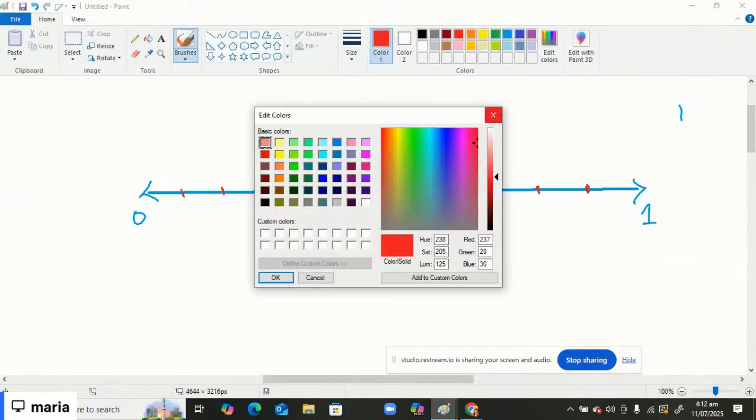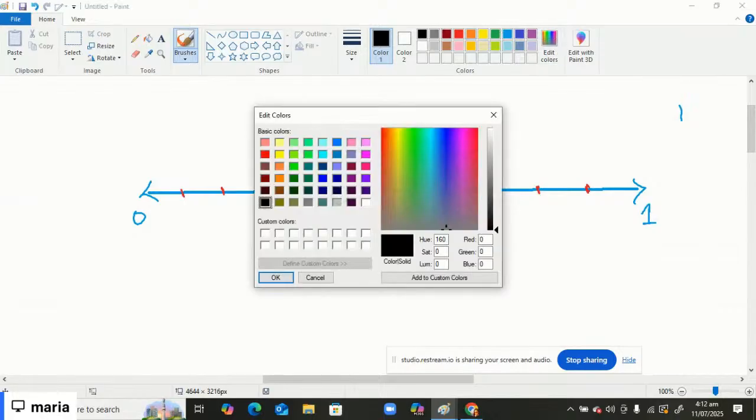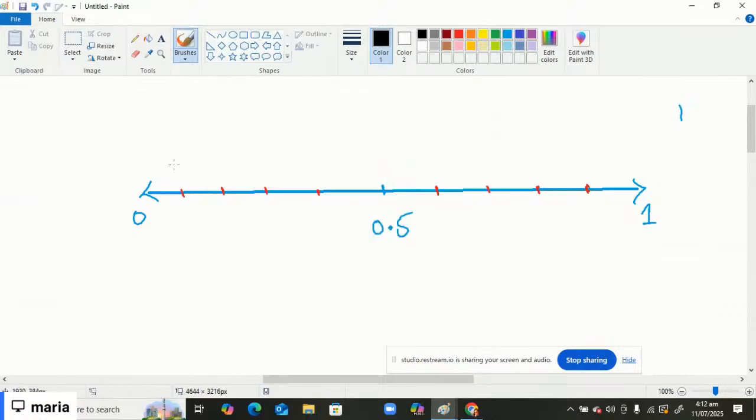Now we are just going to write it out here. 0.1, 0.2, 0.3, 0.4, that is 0.5, 0.6, 0.7, 0.8, 0.9, and now here it's 1.0. Okay, this is 1.0. Now the next is 1.1, 1.2.